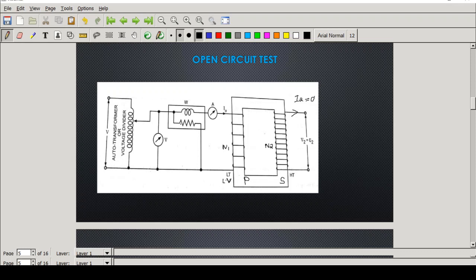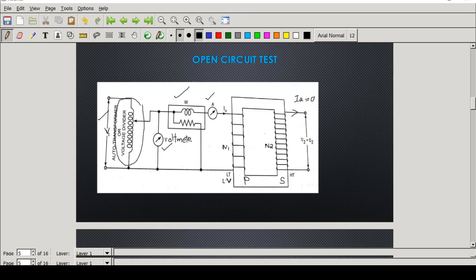You can see that we are connecting. First we will start from here. That is, we are applying an input voltage V1, okay, single phase AC supply, using an auto transformer. So the purpose of auto transformer is to vary the voltage. Okay, then we have one voltmeter here, wattmeter here, ammeter here. So as you know, ammeter is used for measuring the current, wattmeter is used for measuring the power, and voltmeter is used for measuring the voltage. So from the circuit you can understand the voltmeter will measure the input voltage V1, right?